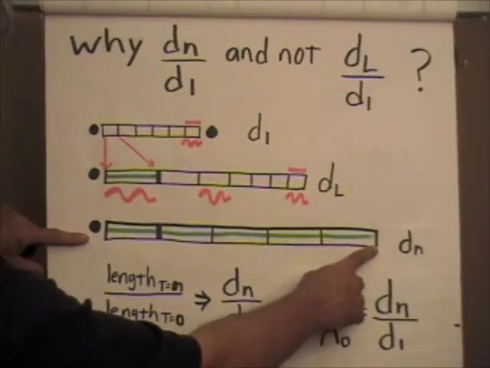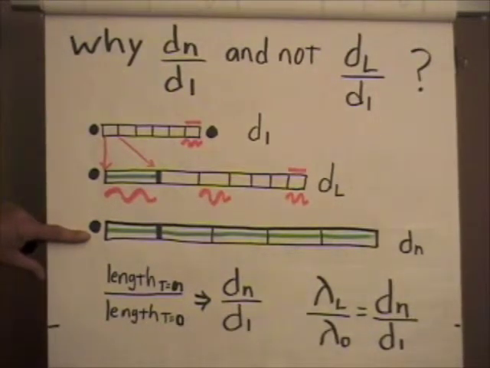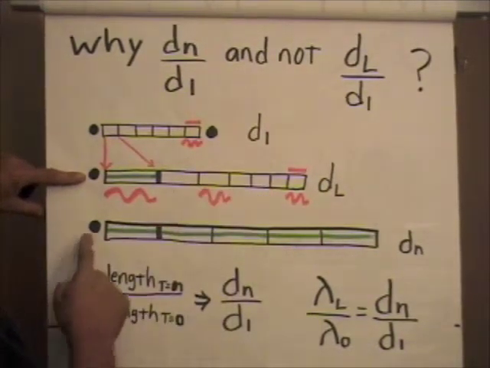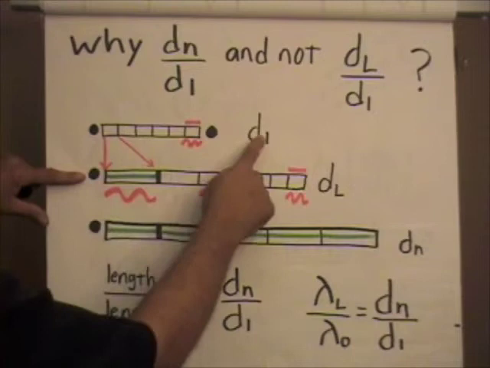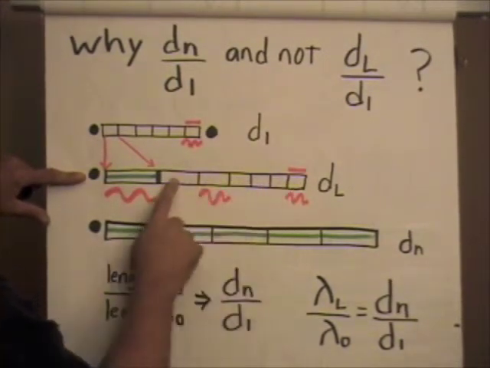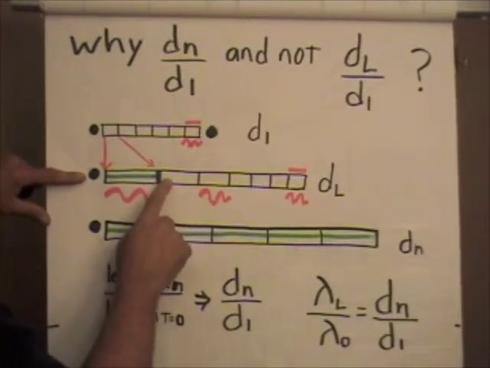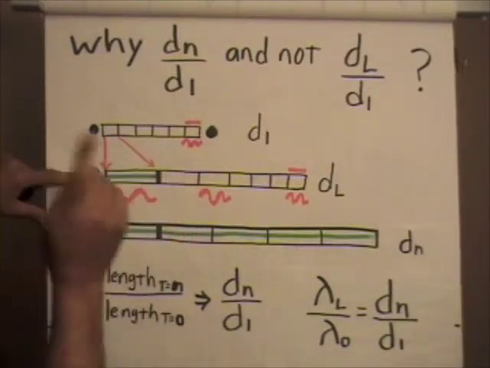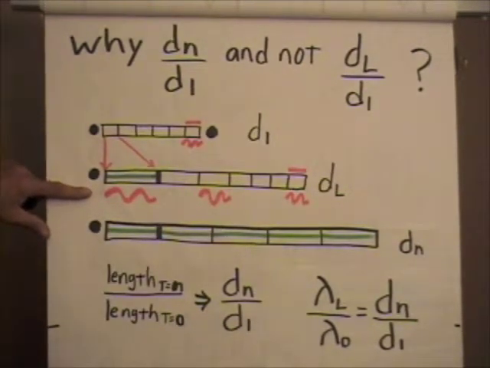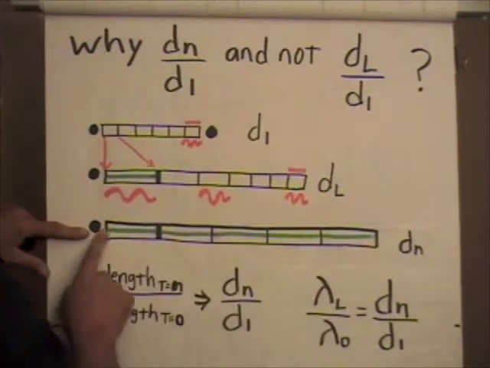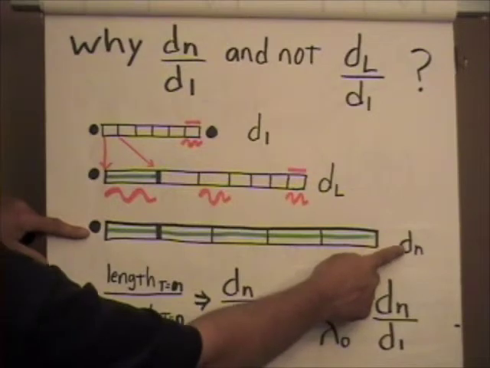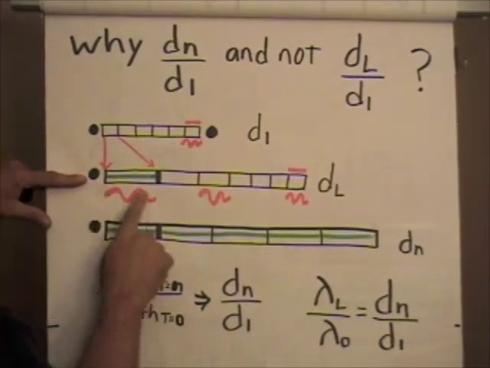So that's giving an answer to both questions at the same time. Using dl over d1 would be incorrect because it's including in the calculation all these shorter wavelengths which don't play a role in determining the ratio of this final wavelength to the initial wavelength. But rather, dn over d1 is a very simple way of calculating this ratio.